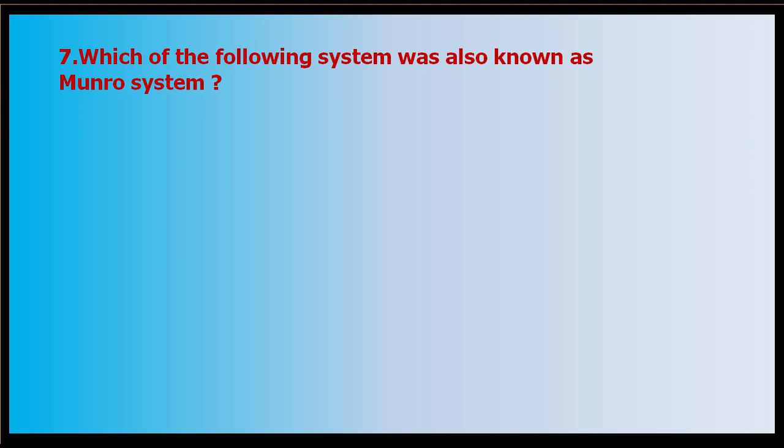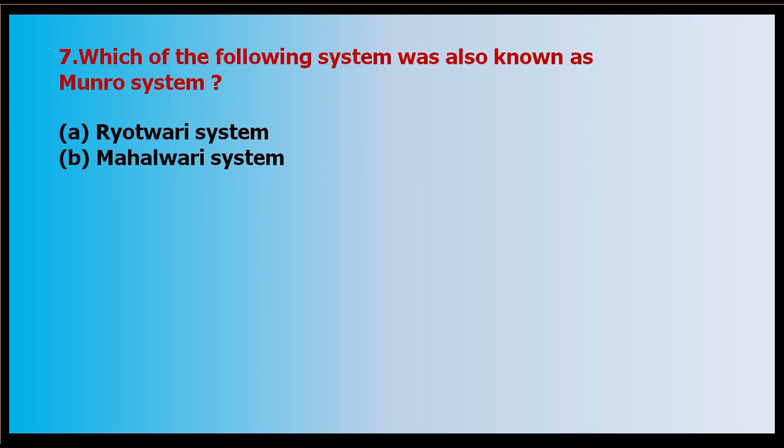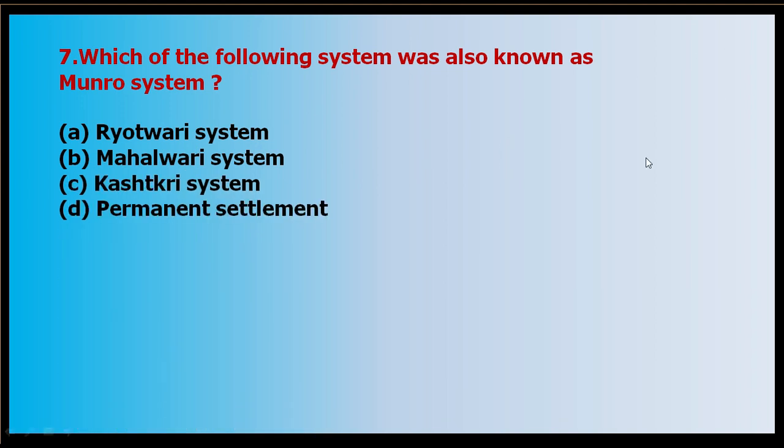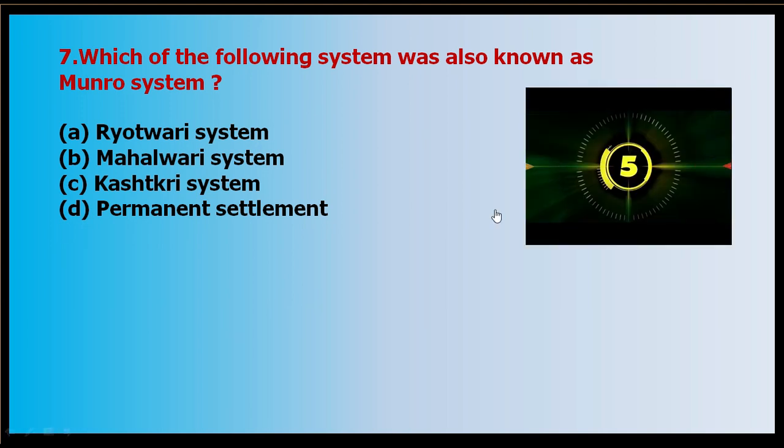Find out which was called the Munro system. Options are Ryotwari system. Option B, Mahalwari system. Option C is Kastkari system. And option D is permanent settlement. And your time starts now. Which was also known as the Munro system?